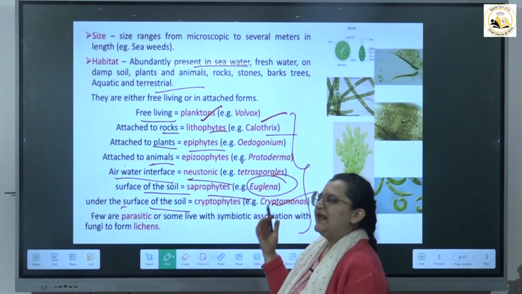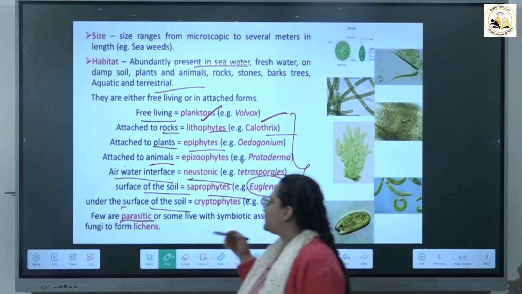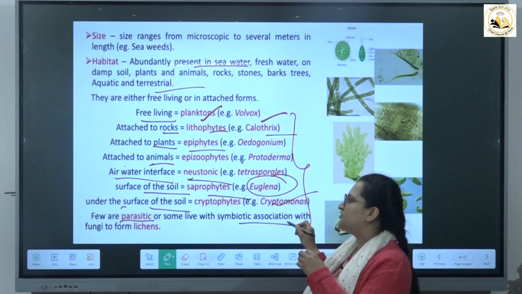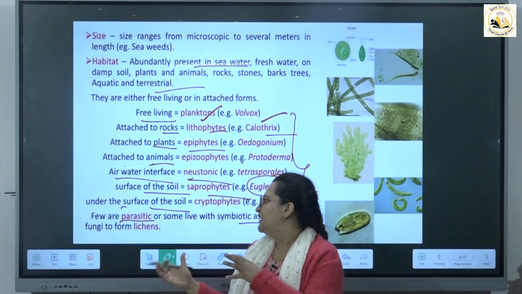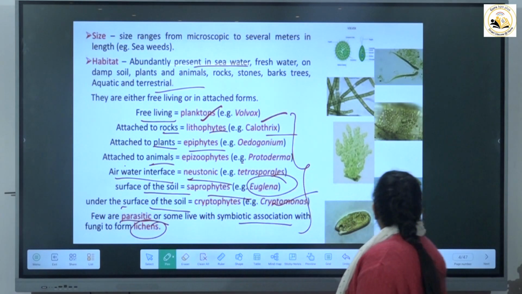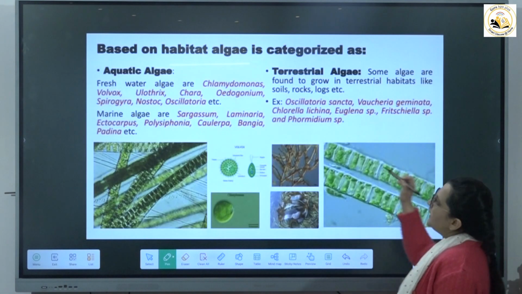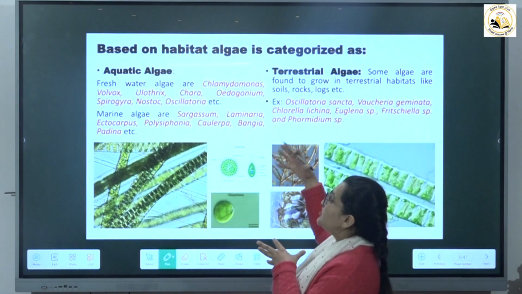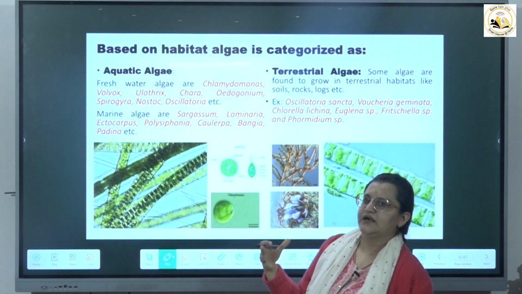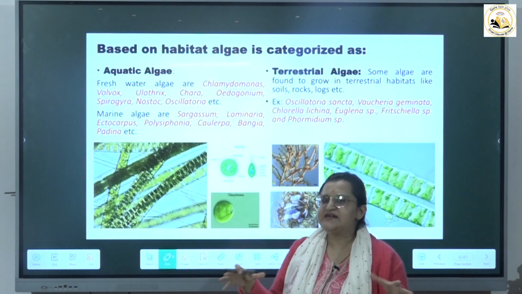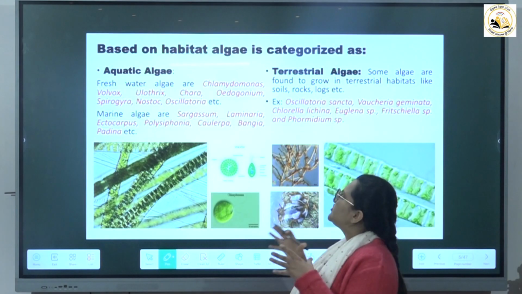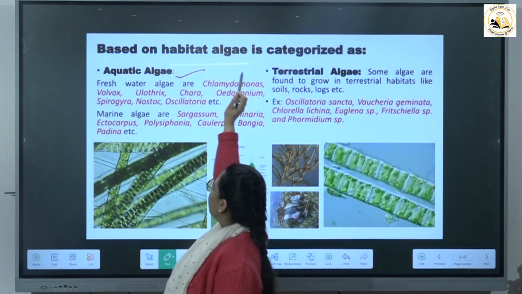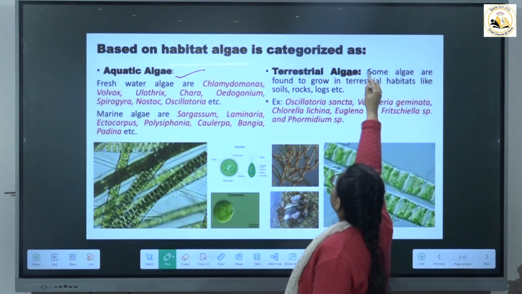Now a few algae are parasitic, or some of them live in symbiotic association with other organisms and form lichens. Next, here are the different types of algae which are classified based on the habitat, based on the surface, based on the location on which they are living. On the basis of that, they are divided into two types, aquatic and terrestrial.